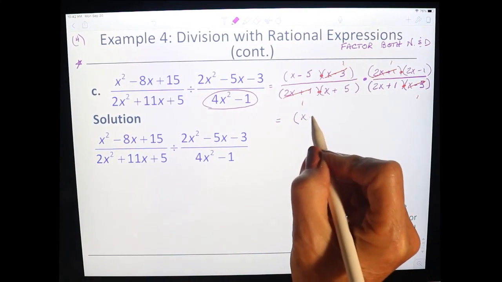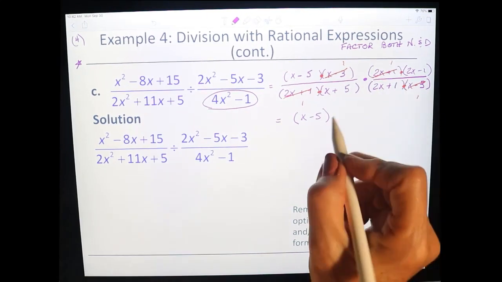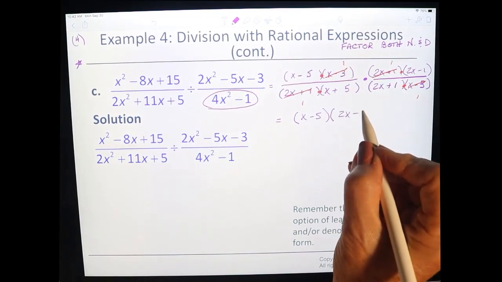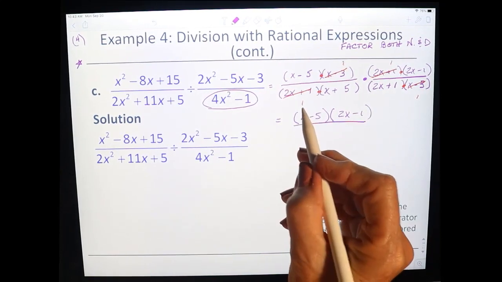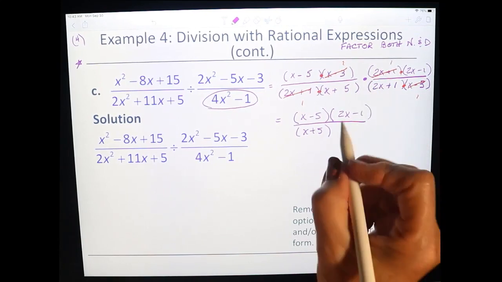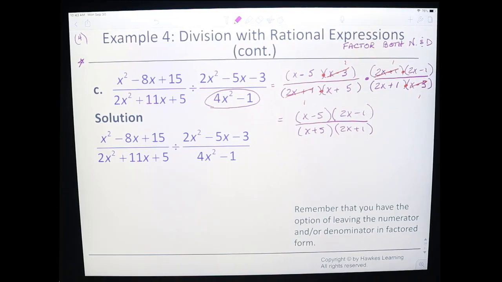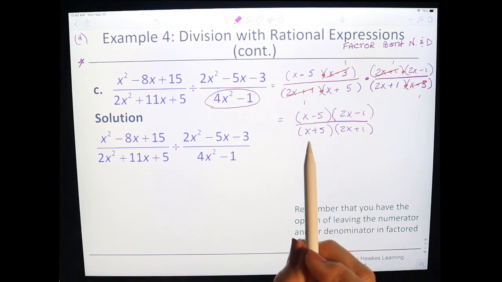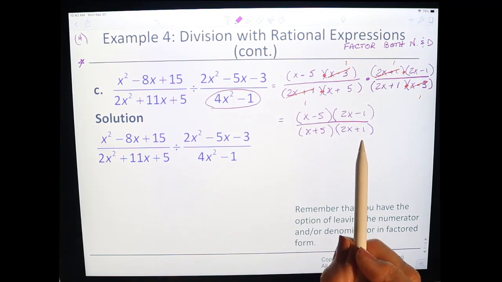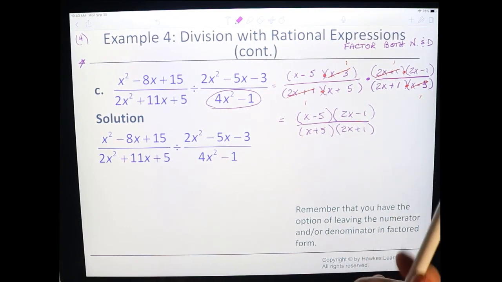I'm going to pick up the x minus 5 times 1 times 1 times 2x minus 1. And then 1 times x plus 5 times 2x plus 1. So do you want to leave it in that form? I would leave it in this form. Remember, we said it's fairly common practice to leave the denominator in its factored form. If you want to go ahead and multiply out the numerator, you can do that, or you can just stop right there and leave it in factored form.